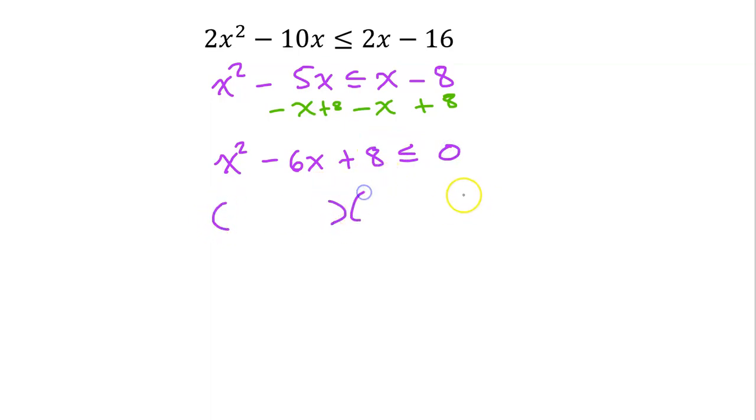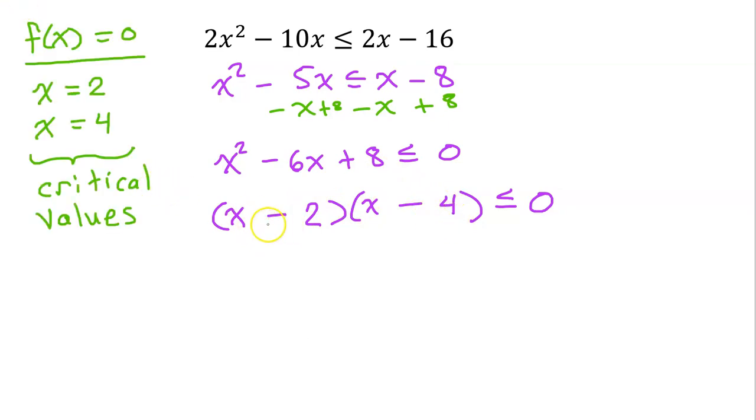Let's see if this will factor. X squared factors as x times x, and 8 can be factored as 2 times 4. To make a -6 in the middle, we need the -2 and the -4. Also, -2 times -4 is positive 8. So we factored it. The critical values are where f of x equals 0. This function on the left will equal 0 at x equals 2 or x equals 4.